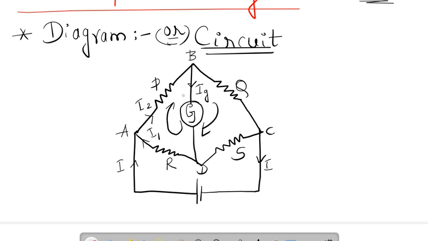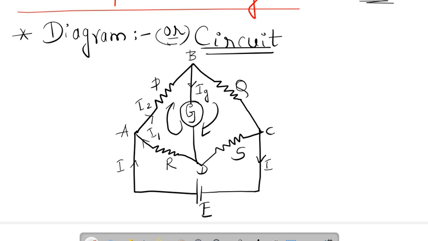A source EMF, that is E, is connected between the points A and C. A galvanometer is connected between the points B and D. See, you can see here the EMF is connected between the points A and C, whereas the galvanometer is connected between the points B and D.